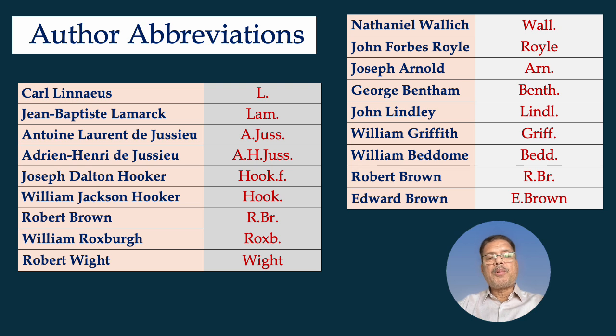Lastly, alongside Robert Brown, we also note Edward Brown, cited distinctly as E. Brown. Together, these authors and their standardized abbreviations form an essential part of botanical nomenclature, ensuring precision, authenticity, and continuity in the scientific naming of plants.